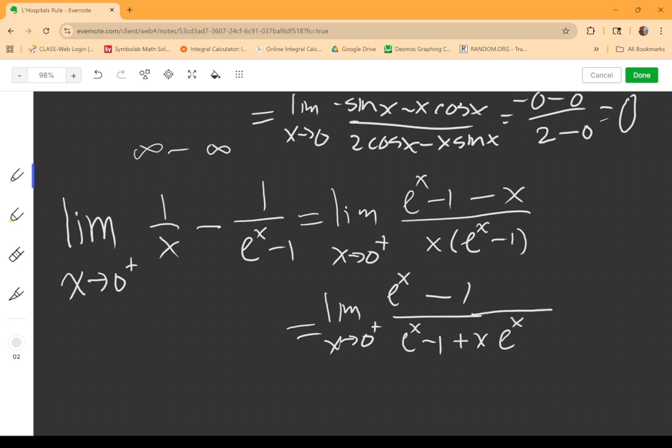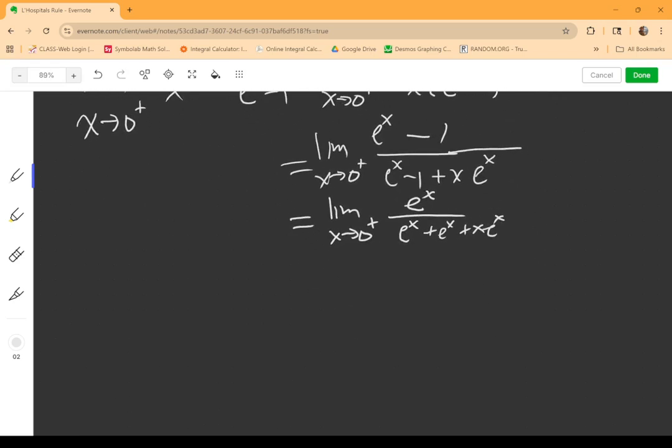Now as I plug in 0, we're still at an indeterminate form. The numerator gives 1 minus 1, and the denominator gives 1 minus 1 plus 0, so it all goes to 0. So I can do this one more time. The numerator is e to the x. In the denominator, the derivative of 1 is 0, and with the product rule we get plus e to the x plus x e to the x. Now it looks like I can just plug in 0.